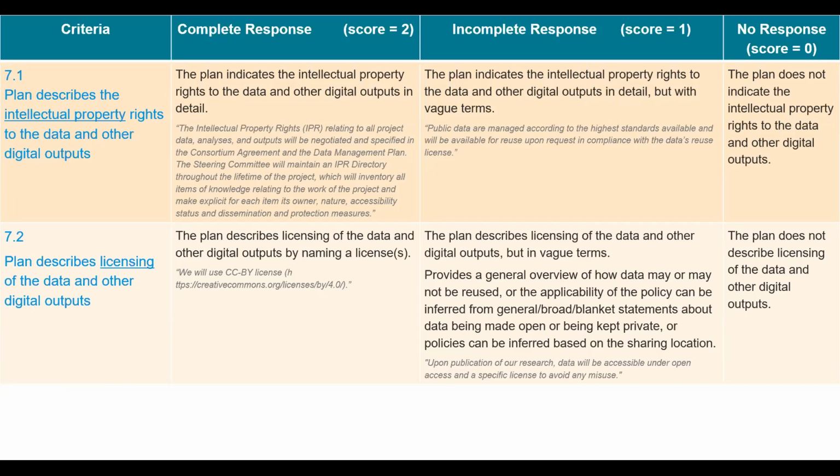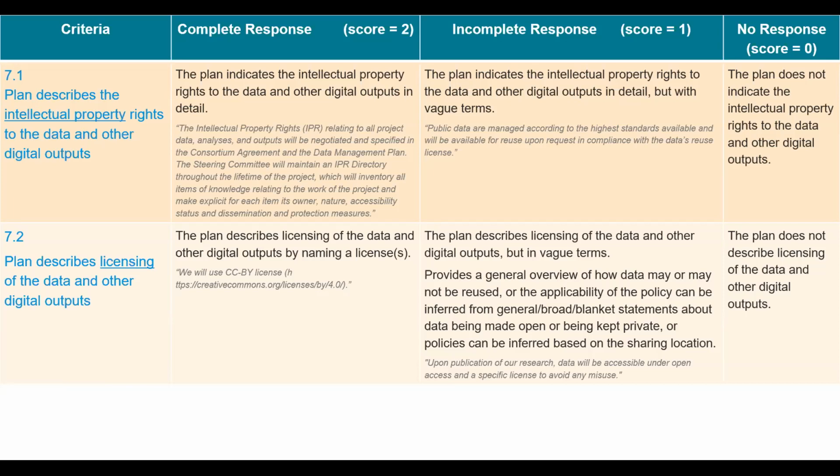For criteria 7.2, the plan describes licensing of the data and other digital outputs. In a complete response example, the plan describes licensing of the data and other digital outputs by naming a license. Although there are many licenses, CC BY is provided here. A Creative Commons license is just one example of how data and other digital outputs could be licensed, naming the license.